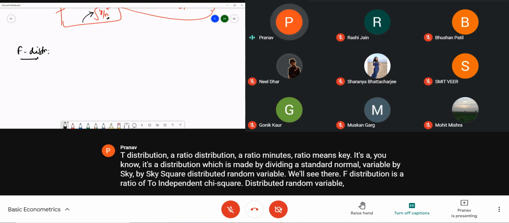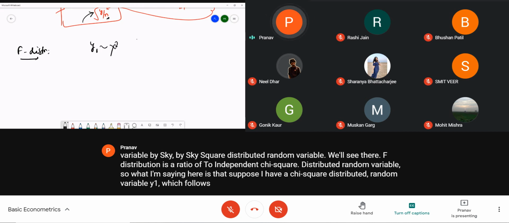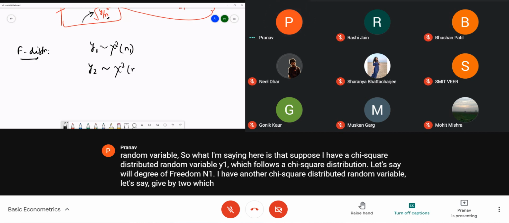So what I'm saying here is that suppose I have a chi-square distributed random variable y1 which follows a chi-square distribution, let's say with degree of freedom n1. I have another chi-square distributed random variable, let's say given by y2, which follows chi-square with degree of freedom n2.